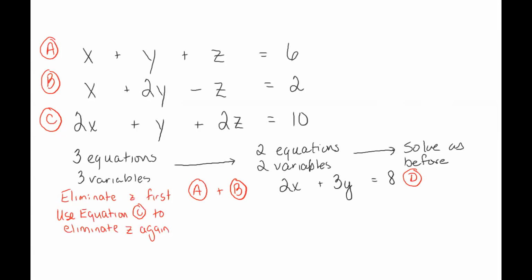So I'm going to use C along with another equation. I'm going to use C along with B. Notice that if I add them the way they are right now, nothing's going to cancel. So what should I multiply equation B by? Let's see, I've got a minus Z here and a 2Z there. So I could multiply equation B by 2.